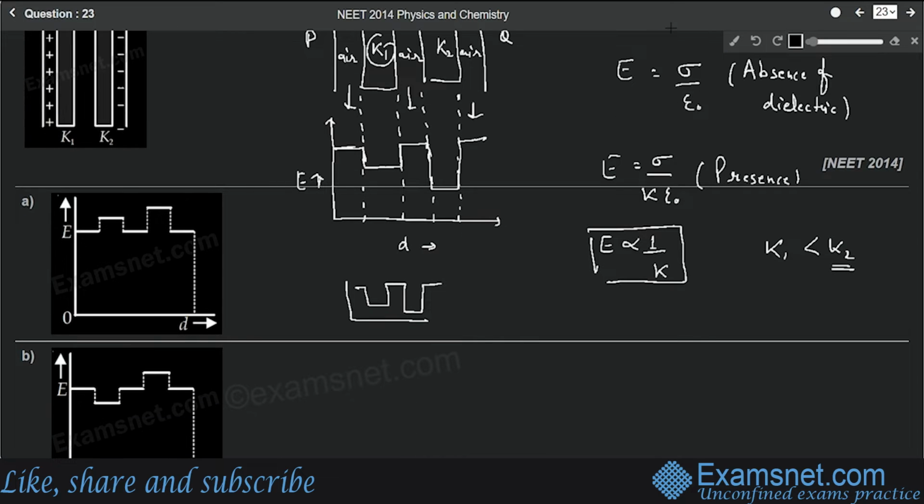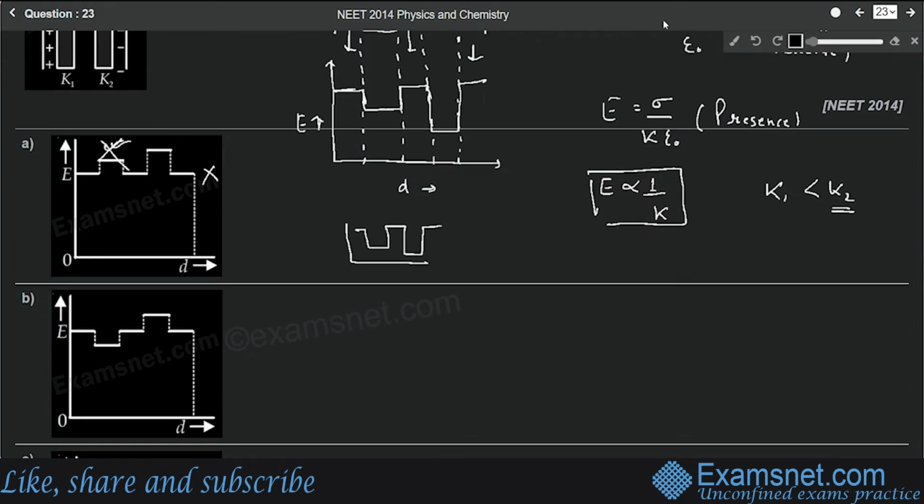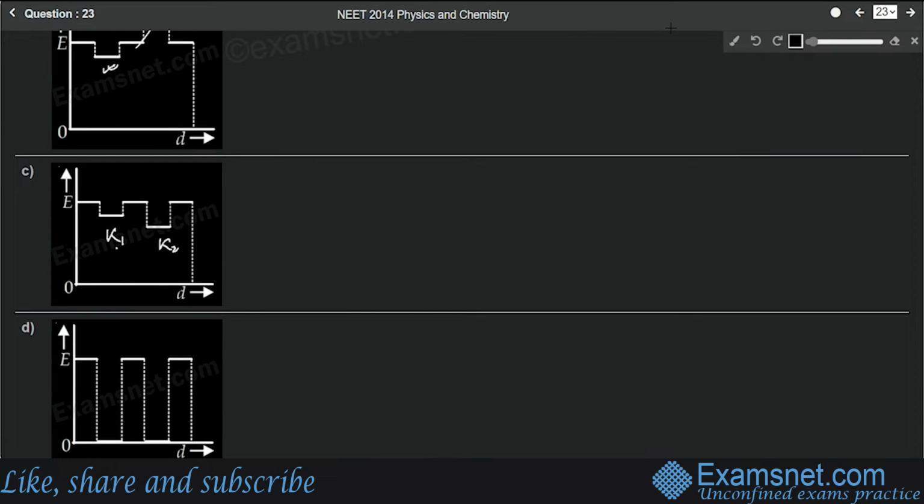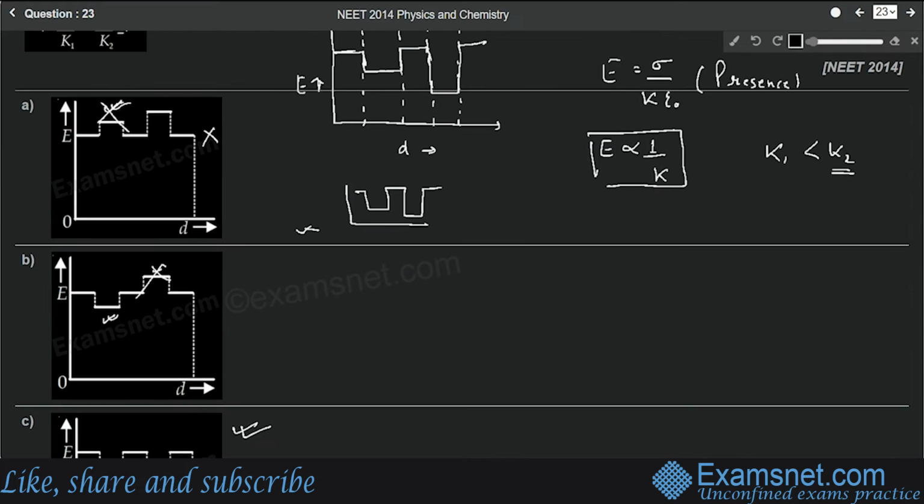So let's see, in the first option there is no such graph, because here it is shown that it is increasing in case of dielectric constant, so it is an incorrect graph. Okay, then in the next one, first it is decreasing but then it is increasing, which is again incorrect, because in both the dielectrics case it will decrease. Now in the third graph, this is the same graph that we have discussed. In case of K1 it decreased to a certain level, and in case of K2 it decreased to a much greater level because K2 was greater than K1. Got it? And in the last graph there is no such variation, so the third is the most appropriate graph. Option C will be the correct answer.